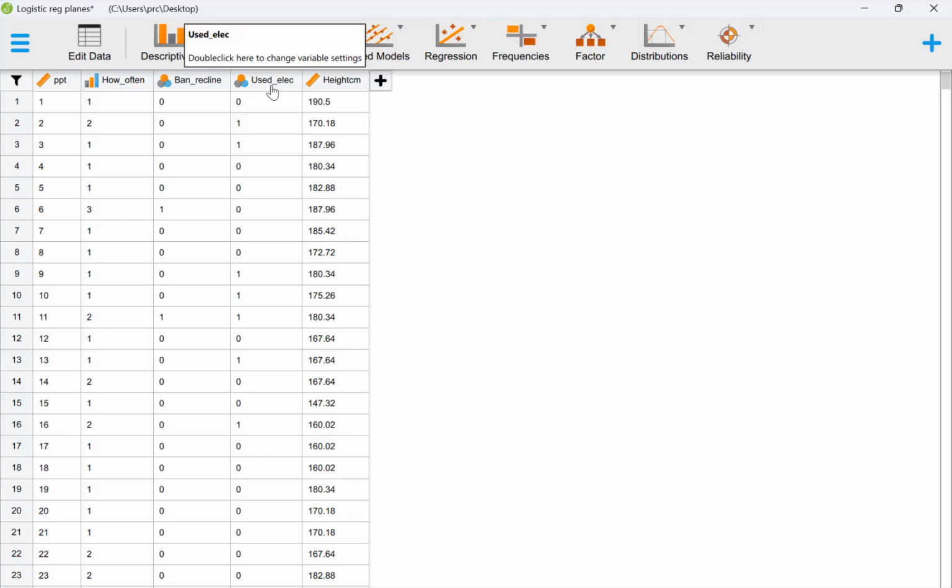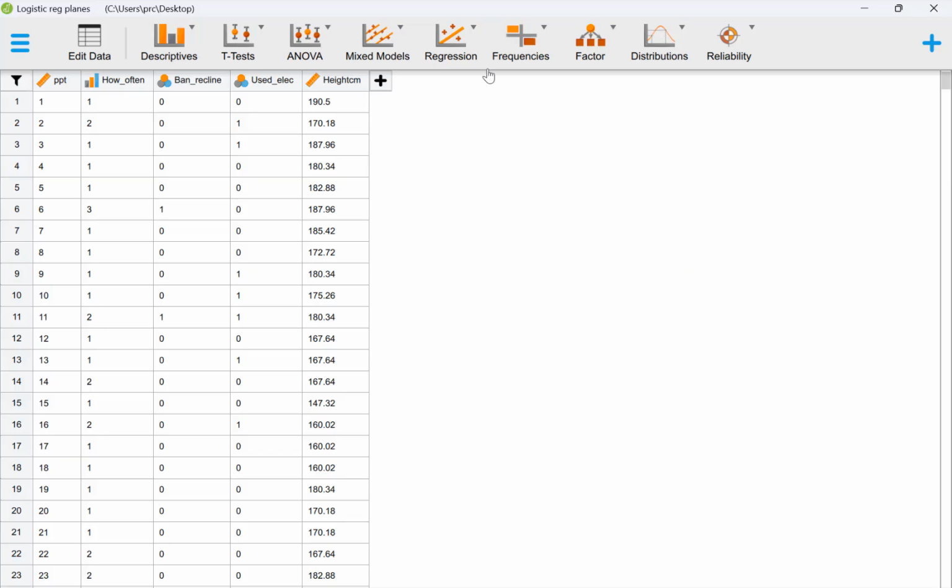And finally, we've got a categorical predictor called used elect. And this is basically asking participants if they have used electronics on a plane when they've been specifically told not to. So 1 means they have used electronics when they've been told not to. 0 means they've never used electronics when they have been told not to. So I'm going to see the extent to which these 3 variables, how often, my ordinal variable, used elect, my categorical variable, and height, a continuous variable, predict the likelihood of people wanting to ban reclining seats.